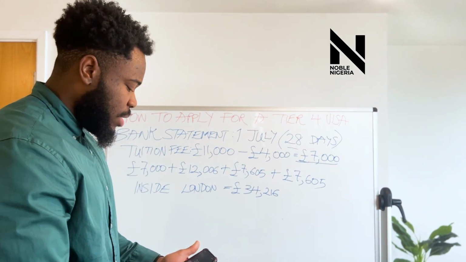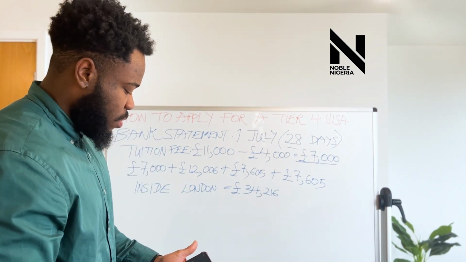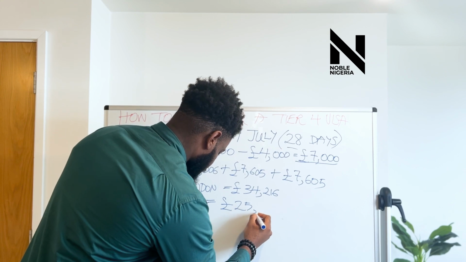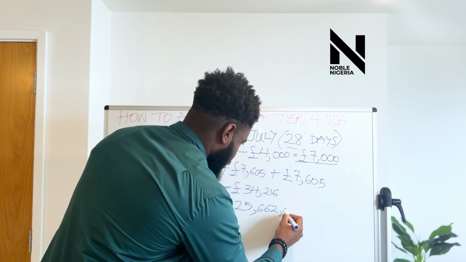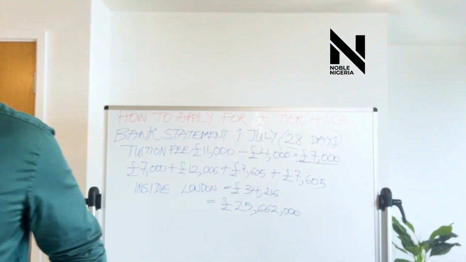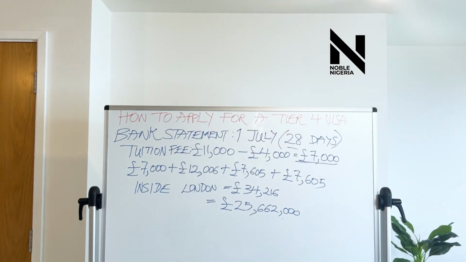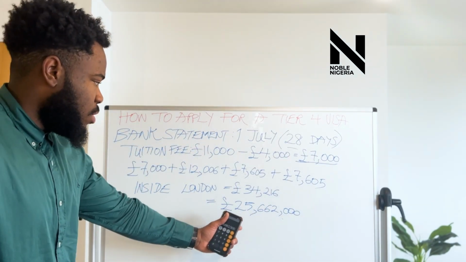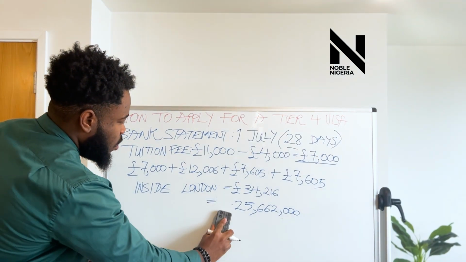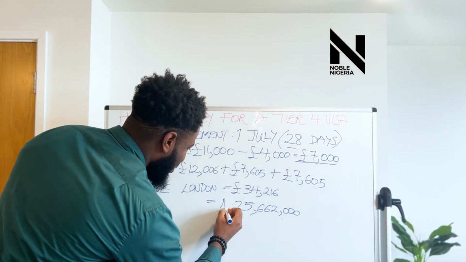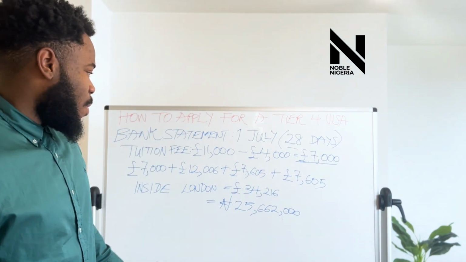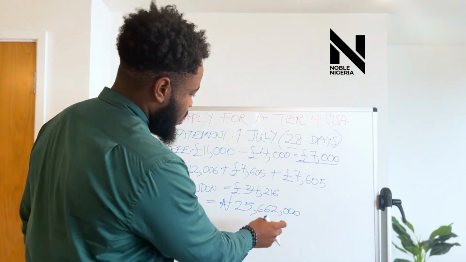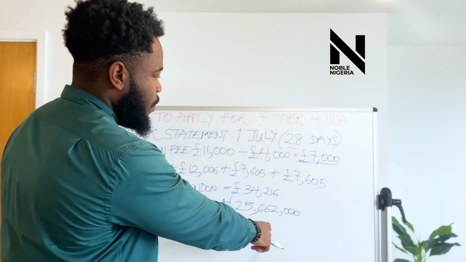So 34,216 times 750 Naira will give you 25 million 662,000. I'm just gonna check that this is captured what I want. Sorry, that's wrong. 25 million naira. So what you need to have in your account for 28 days if you're applying inside London is 25 million 662,000. That is if you have a wife and if you have a child.